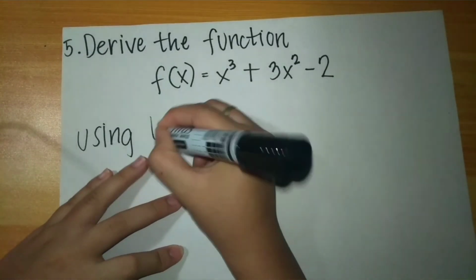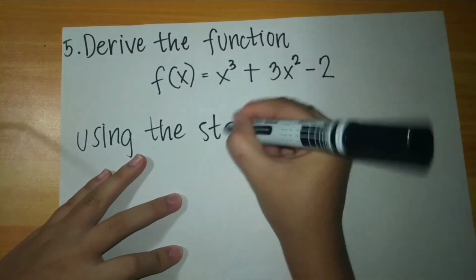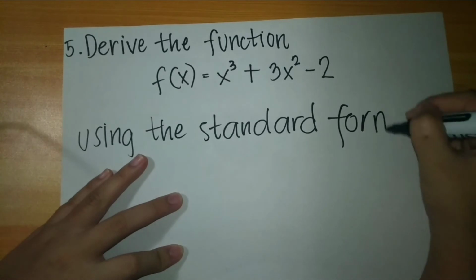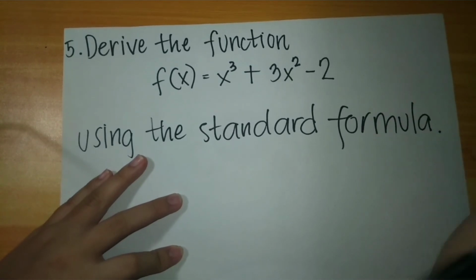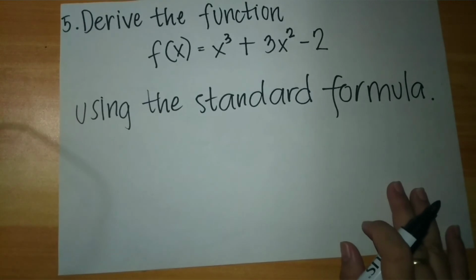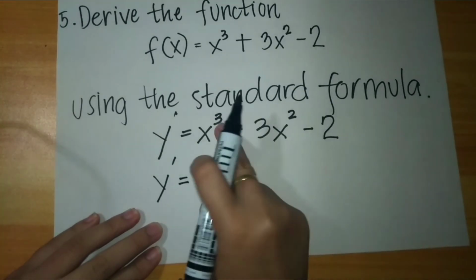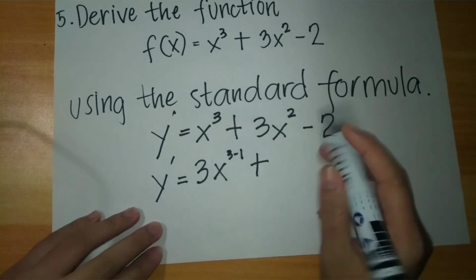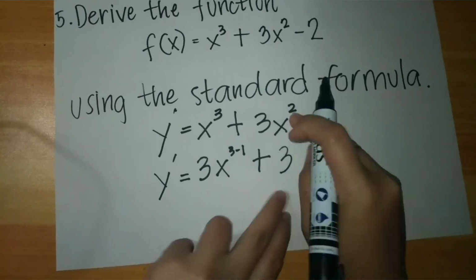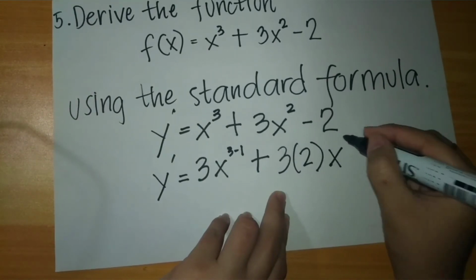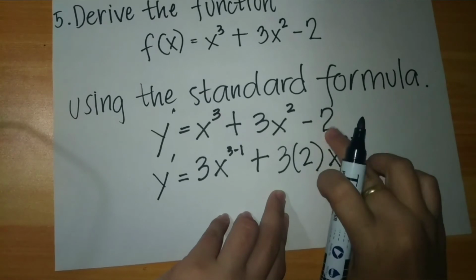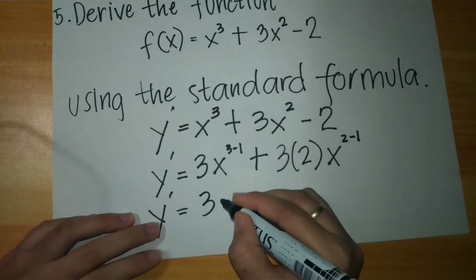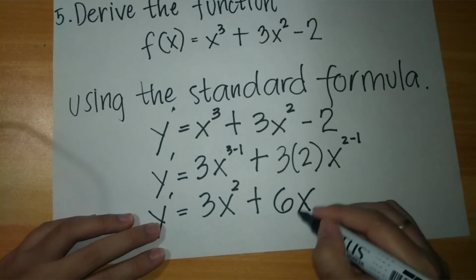So for number 5, differentiate the function f of x equals x cubed plus 3x squared minus 2 using the standard form. This method is the easiest way and the most commonly used. So let's put down the 3 as a coefficient, then 3 minus 1 for the exponent, then 3x squared, then 2x to the 2 minus 1. The negative 2 is a constant, so it becomes zero. And the final answer is 3x squared plus 6x.